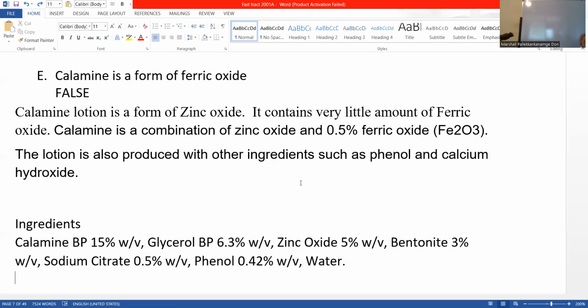Ferric oxide is given to give that pink color. Ferric oxide is the coloring agent.